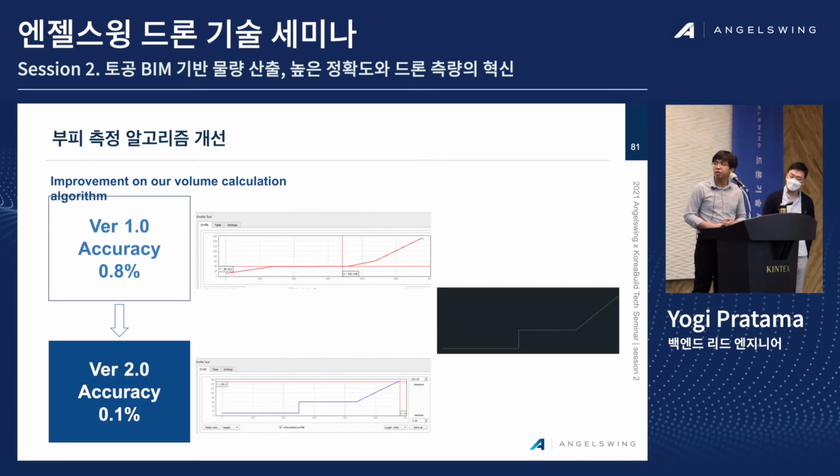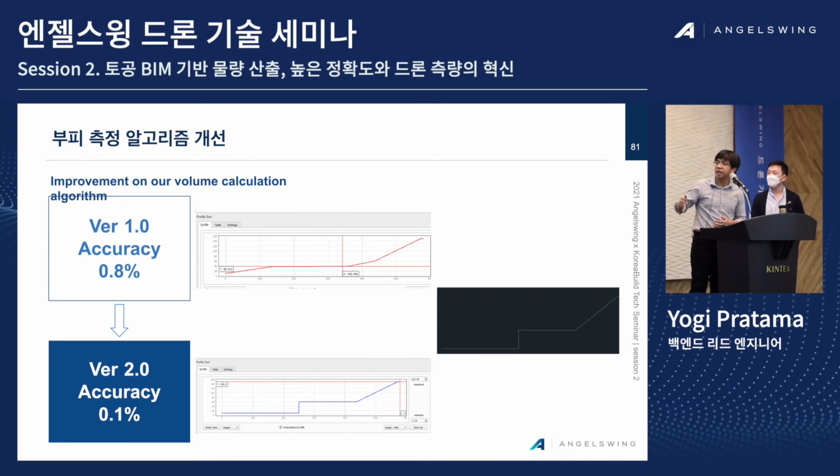In this slide, we describe the elevation profile that is generated with our first version of the algorithm, and the one below is the elevation profile that we generated with the second version of our algorithm, and on the right side is the actual shape of the design in the get-go.